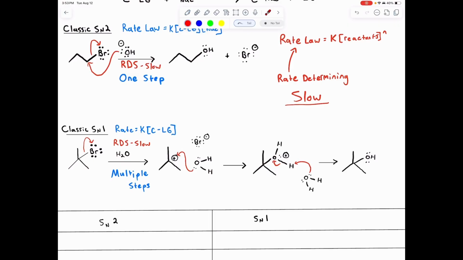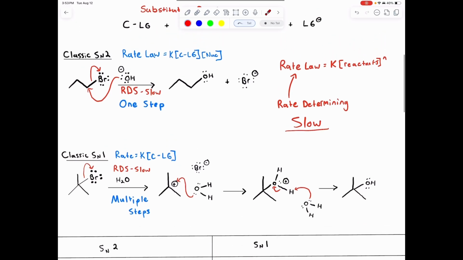Notice, let's ask the last question. Does our nucleophile participate in the rate determining step of SN1? Well, it's not involved in the arrow pushing in that first step. So it doesn't participate in the rate determining step, and therefore our nucleophile is not included in the rate law. Our nucleophile doesn't come in till the second step. So let's put everything together now.